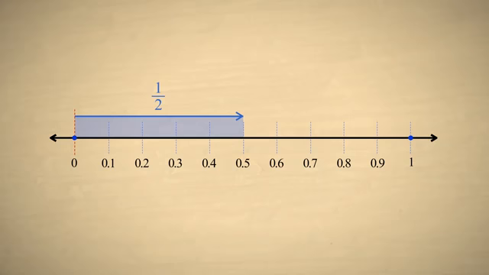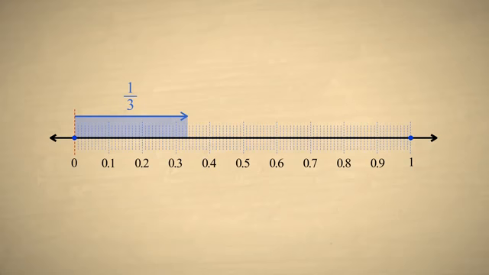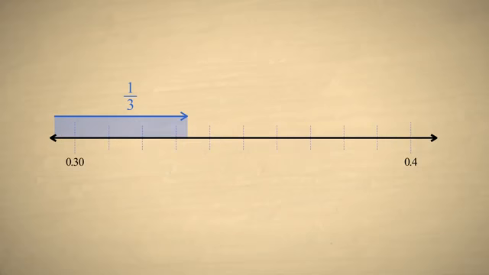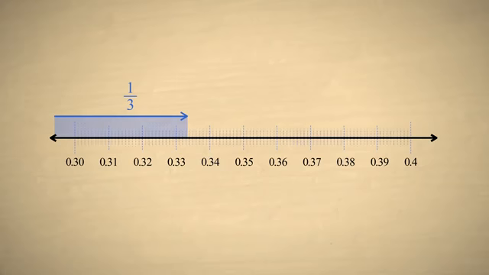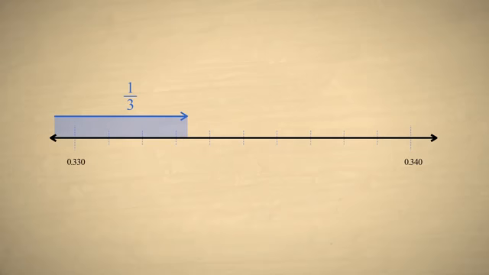On the other hand, the fraction 1/3 is larger than 3/10, but smaller than 4/10. If we subdivide these divisions into hundredths, we see that 1/3 falls somewhere between 33 hundredths and 34 hundredths. If we subdivide these divisions into thousandths, we see that 1/3 falls somewhere between 333 thousandths and 334 thousandths.